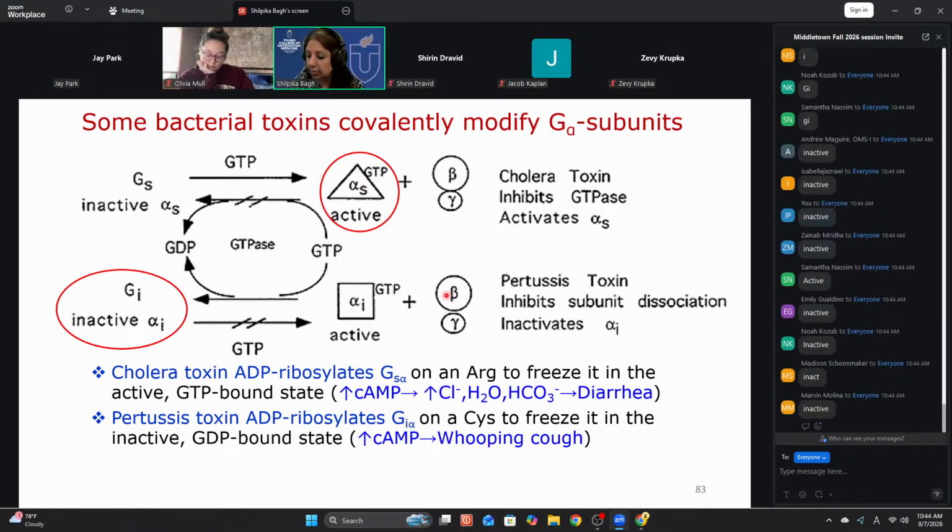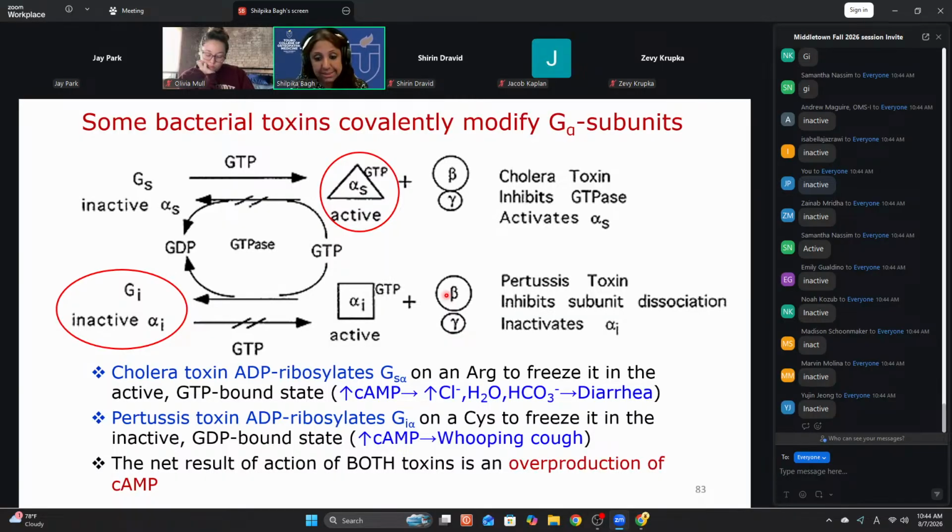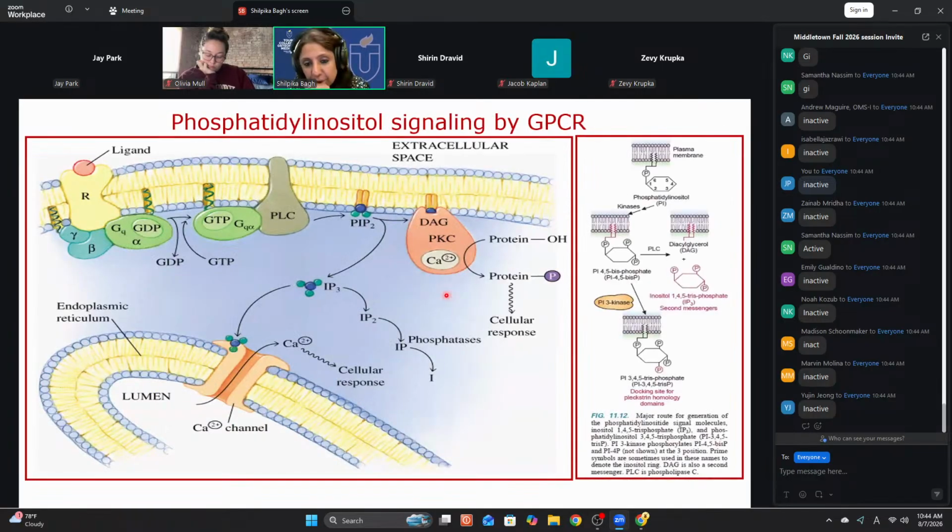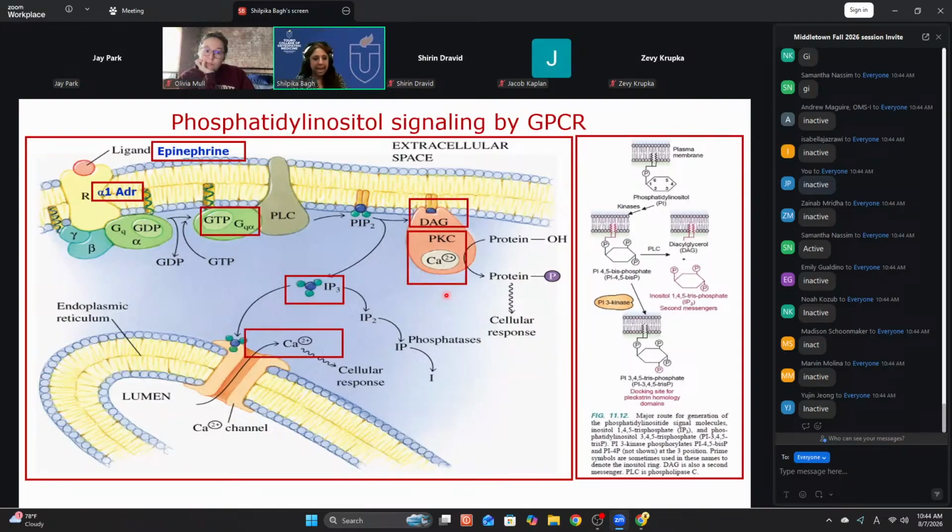Inactive. Do the other for cholera. Okay, does that make sense? Now, Gq. When you do Gq signaling, do you talk about cyclic AMP or IP3 and DAG? Please know protein kinase C comes at the end. So protein kinase C is here.